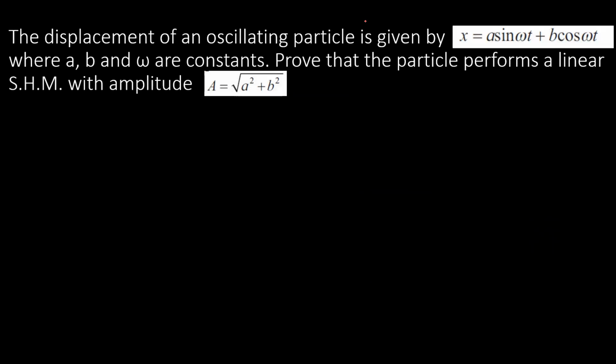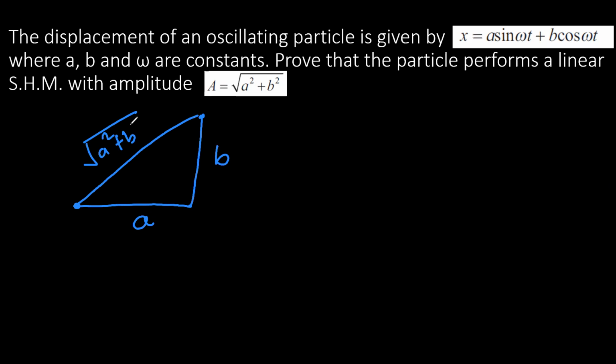The displacement of an oscillating particle is given by x is equal to a sin omega t plus b cos omega t, where a, b, and omega are constants. Then the particle performs a linear SHM with amplitude. See, initially the point is here, then it travels the distance a, then it travels b. So if you join this point, what will the hypotenuse be? By using Pythagoras, it's root of a square plus b square.